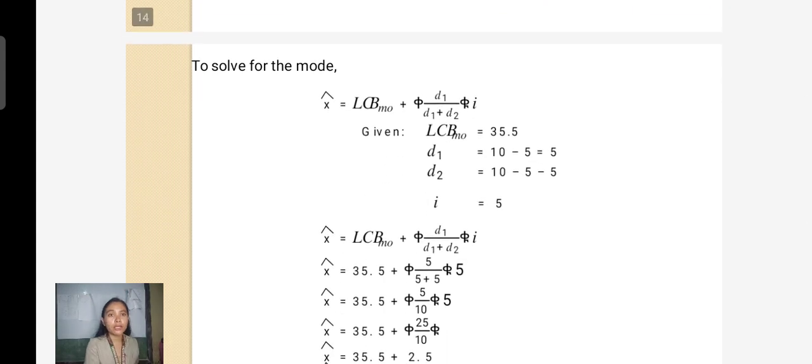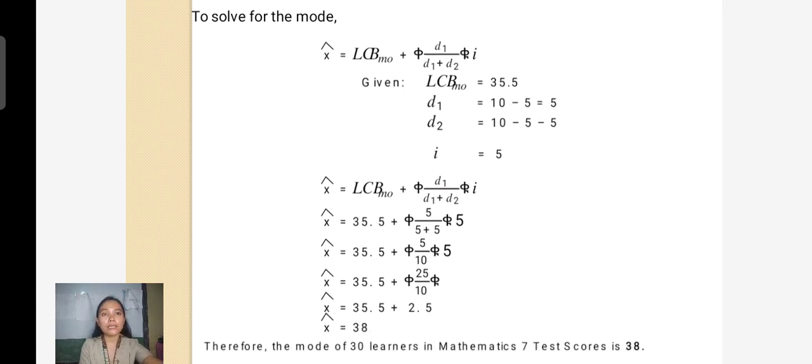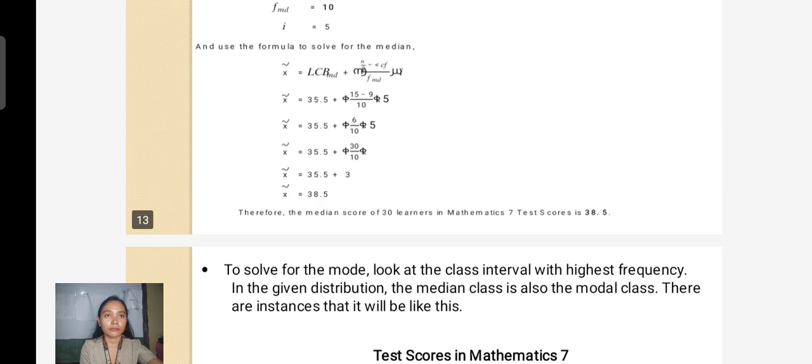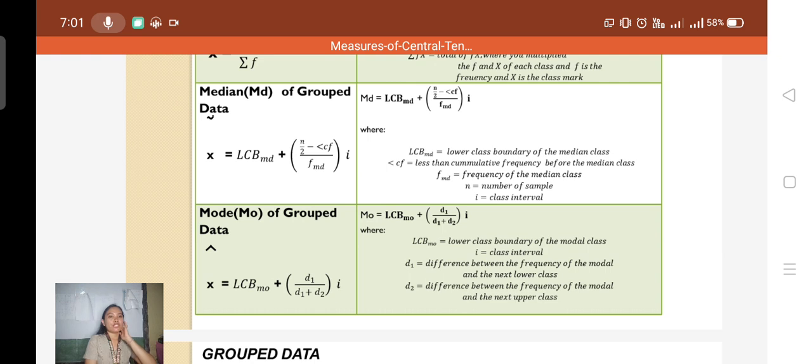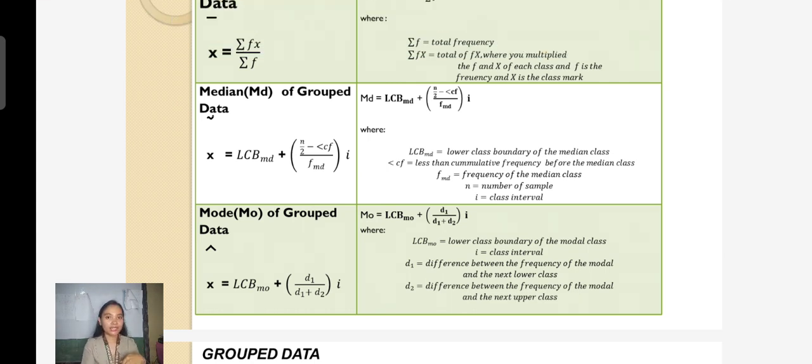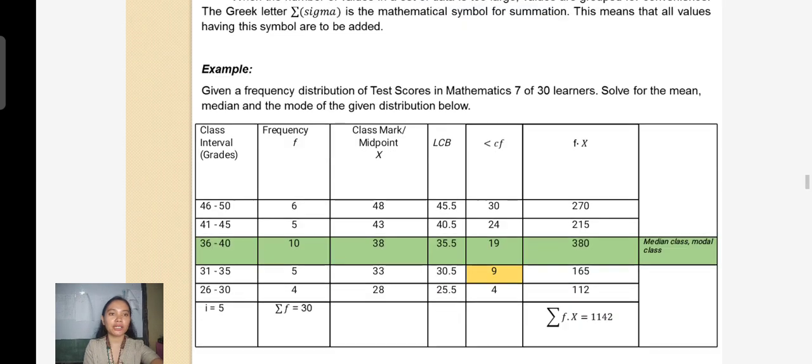To solve for the mode, let us use the formula: LCB mode plus the quantity of D1 over D1 plus D2, times I, or our interval. In this slide, again, our formula has changed. The given is our LCB mode, the same as before, 35.5. D1 is stated here as the difference between the frequency of the modal class and the next lower class. Okay, class?